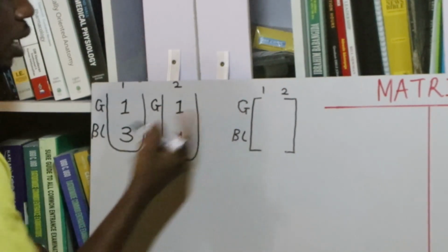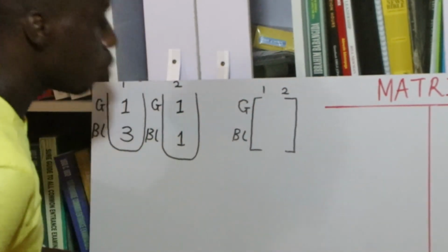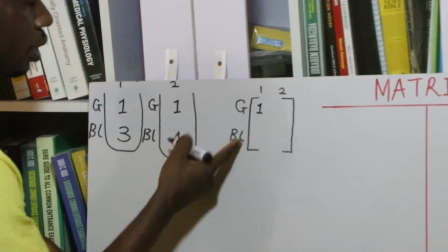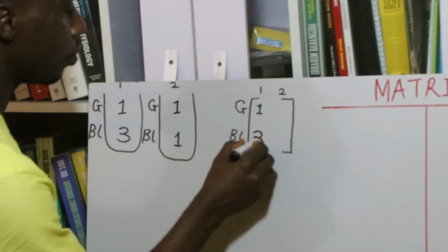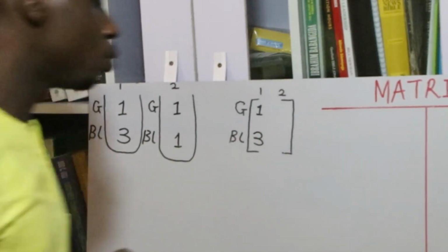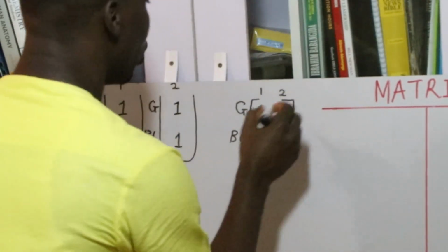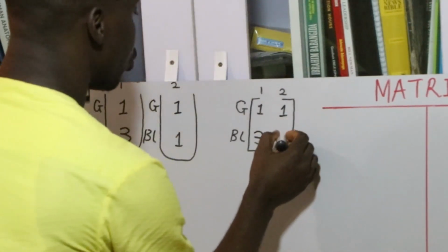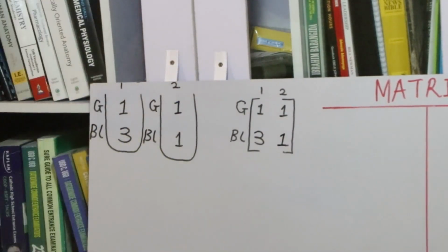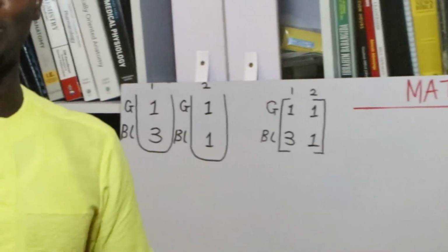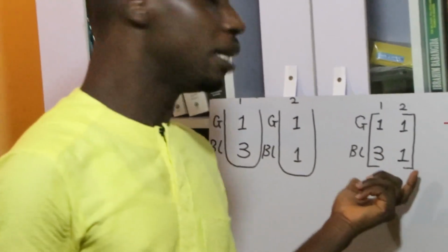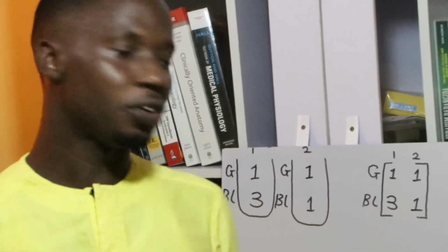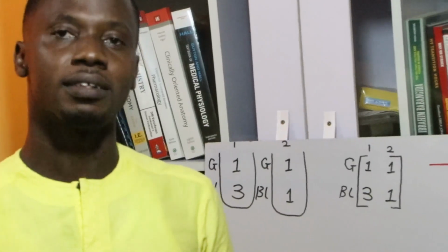Okay, so in beaker 1, how many green markers do we have? Certainly one. In beaker 1, how many blue markers do we have? We have three. In beaker 2, how many green markers do we have? We have one. In beaker 2, how many blue markers do we have? We also have one. Okay? So if you compare these two scenarios, you will agree with me that matrix does a better job in giving you a shortened interpretation of the information that we have.